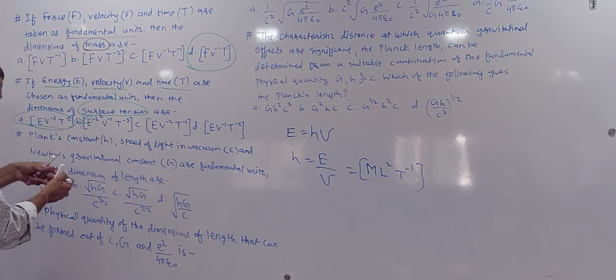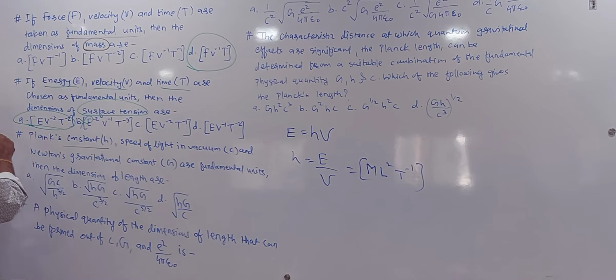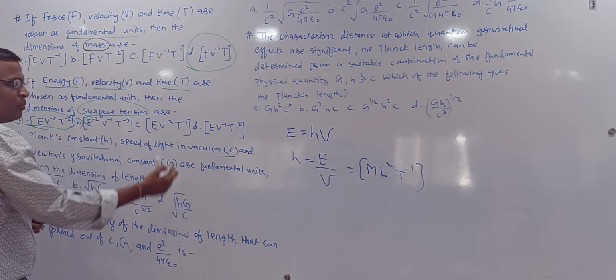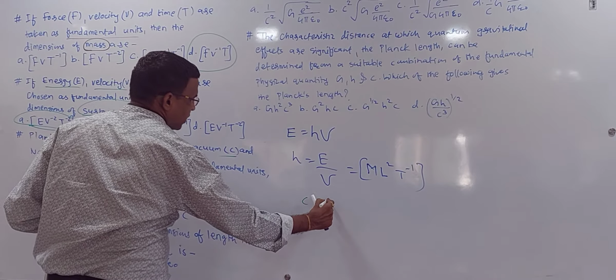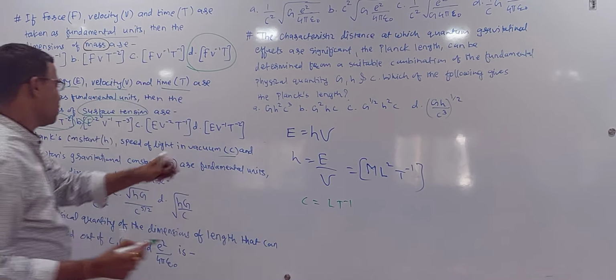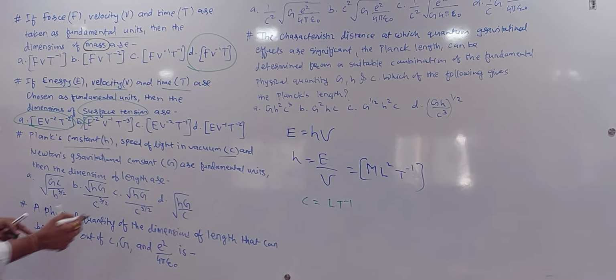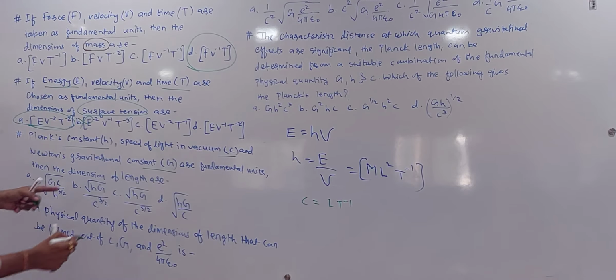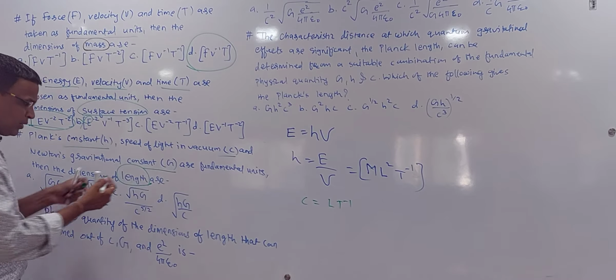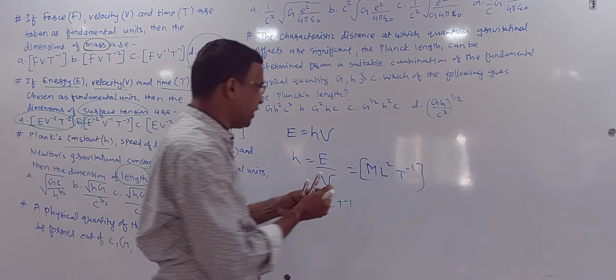Now I am reading the question. So they are saying this is Planck's constant. C is meter per second, L T minus 1, that is your speed of light, and Newton's gravitational constant G. Length, they are asking for length. Okay, great, no worry at all.